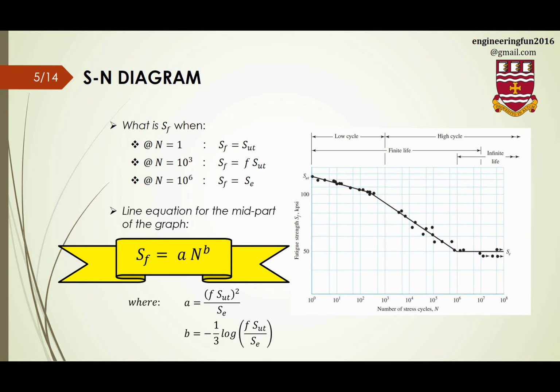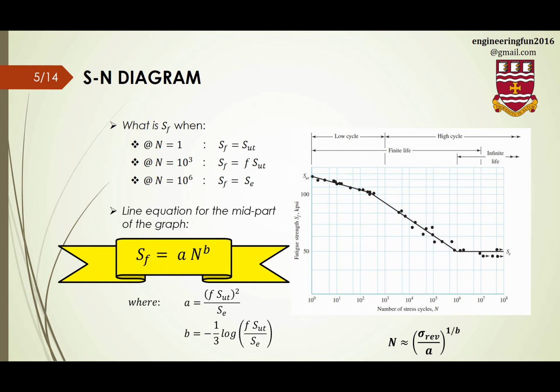Okay, this is a little confusing, but if you are asked to find the fatigue strength for a specific number of cycles, what you need to do is put that number of cycles here and find these two factors based on SUT and SE, and then find SF for that specific number of cycles.